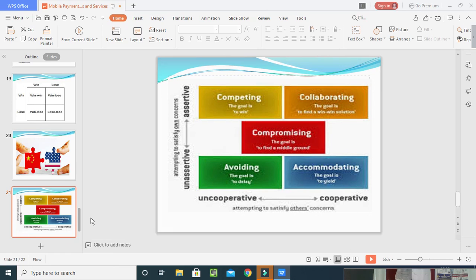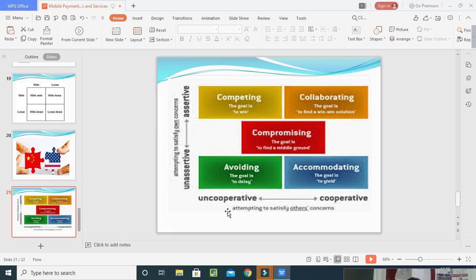Next one is collaborating. Collaborating means the goal is to find a win-win solution. Competing means the goal is to win. That means on one side I need to win, and I am competing with that person. Compromising means the goal is to first find the middle ground. That means the goal should be in the middle ground. He should get 50% benefit, he should get the other 50%. So these range from unassertive to assertive, from negativism to positivism. Avoiding means the goal is to delay. Uncooperative, no. Accommodating means the goal is to yield. That means cooperative.